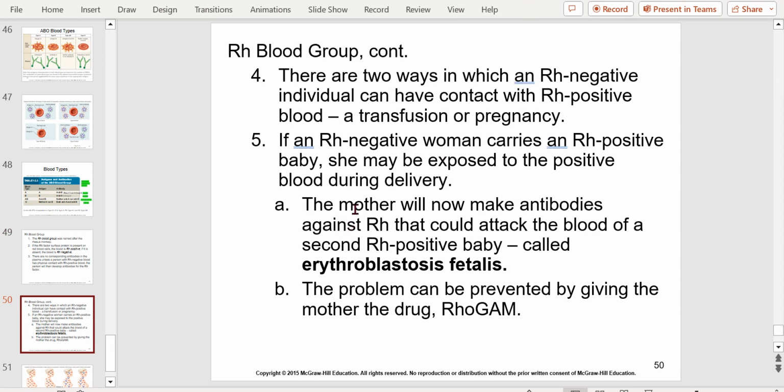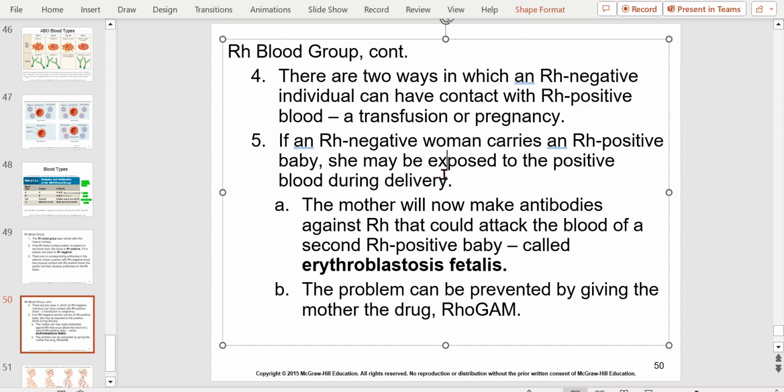There are two ways in which an Rh negative individual can have contact with Rh positive blood: a transfusion or pregnancy. If an Rh negative woman carries an Rh positive baby, that would mean that dad, the father, was Rh positive. So she may be exposed to the positive blood during delivery. The mother will now make antibodies against Rh that could attack the blood of a second Rh positive baby. And this is called erythroblastosis fetalis.